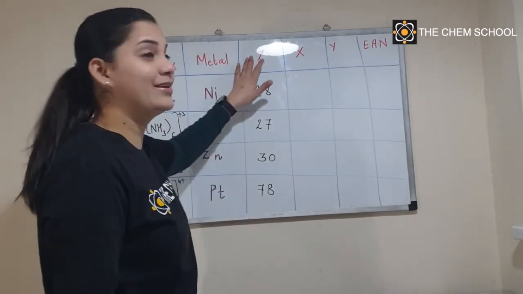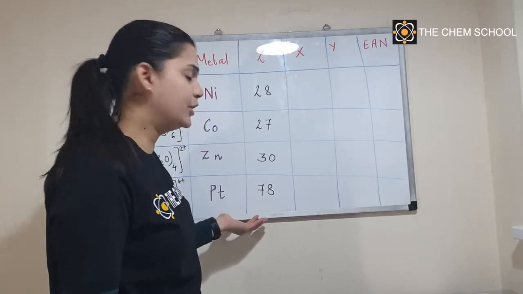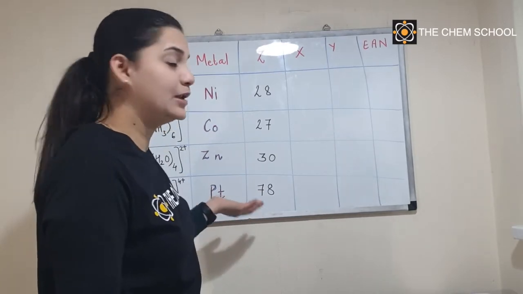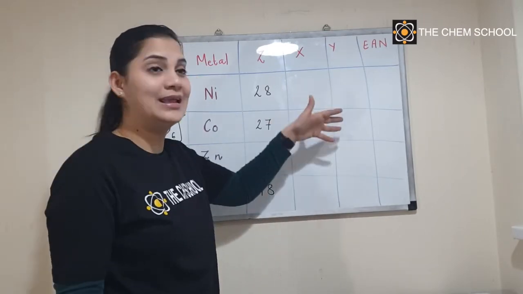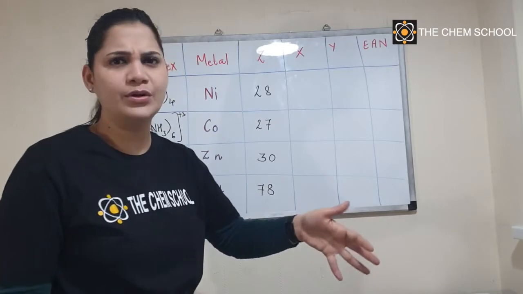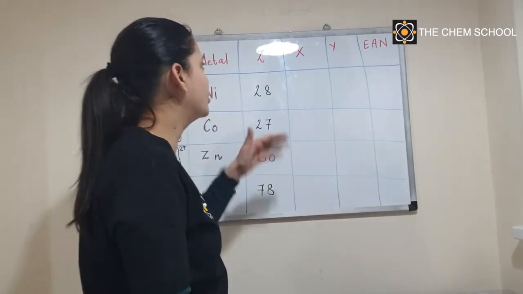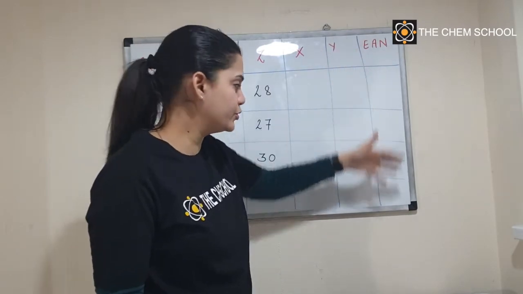I have already written the atomic number of this central metal, so you don't need to worry about that. The next thing that you need to calculate is the oxidation number, and find out how many electrons are coming from your ligands. Then we can calculate the effective atomic number very easily, because what you have to do is subtract them and just add this. So this is going to be very simple.